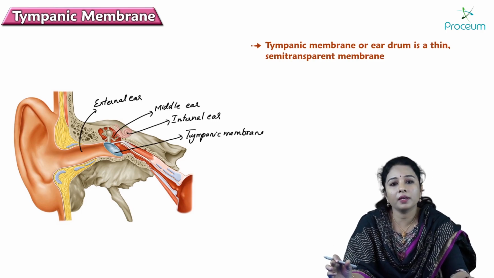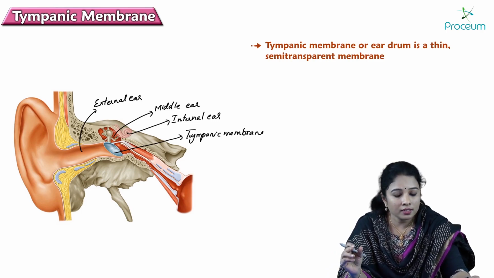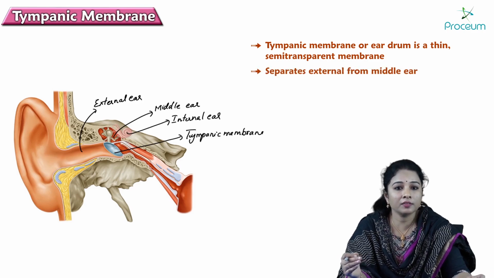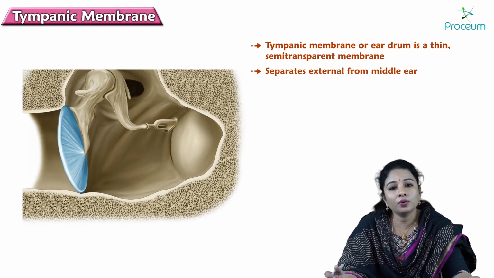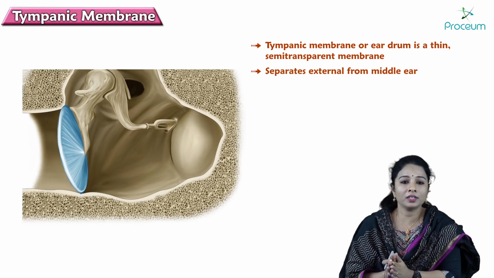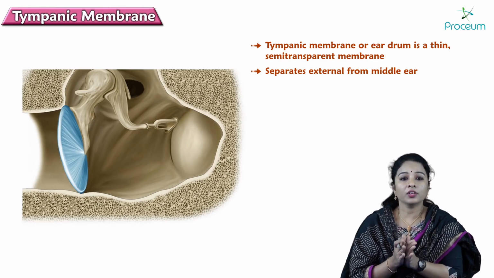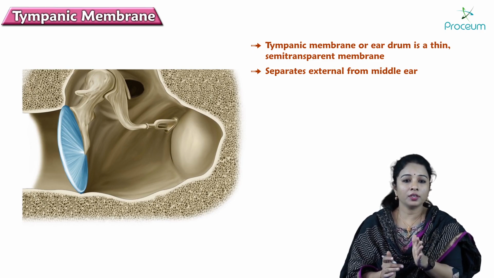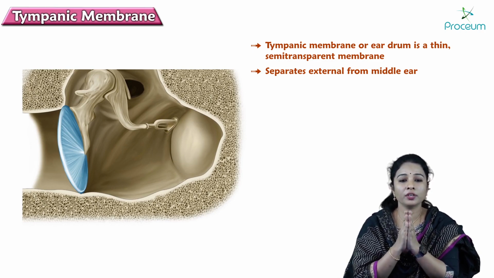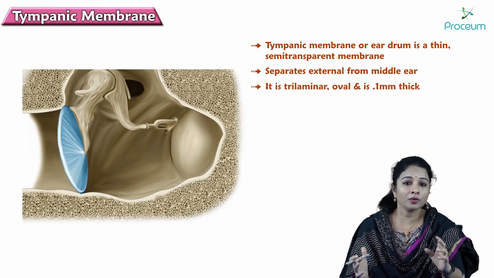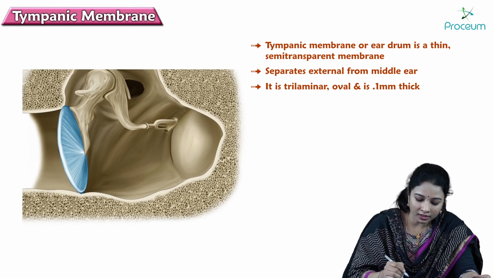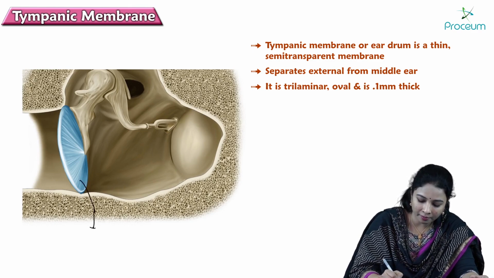So the tympanic membrane or the eardrum is a semi-transparent membrane which separates the external from the middle ear, and it is the only membrane in our body where three germ layers join to form a trilaminar structure. We know the three germ layers are ectoderm, endoderm and intervening mesoderm. So all three layers join together to form a trilaminar oval structure with 1 mm of thickness. So that is about the tympanic membrane.